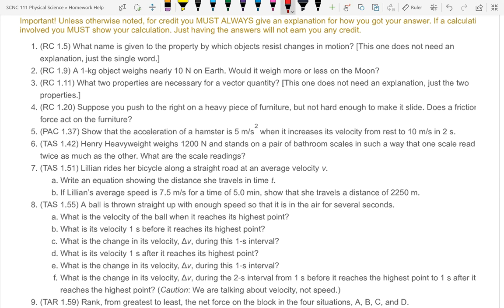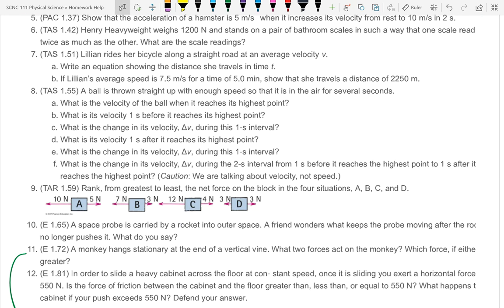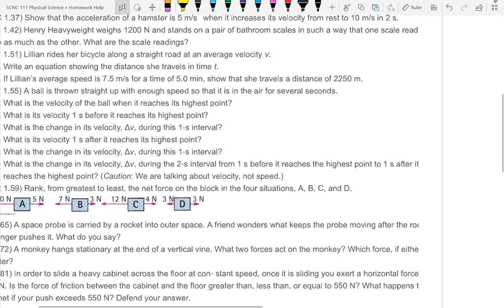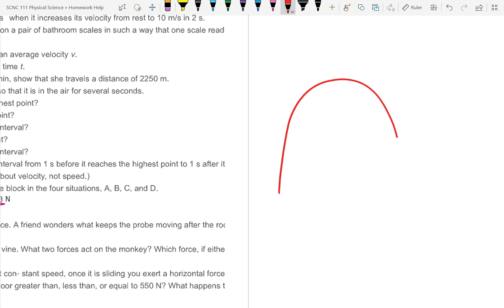Now when you look at these, the RC is telling you which type of question it is. I don't remember what all of the prefixes stand for, but I put those in so you know which types of questions they are. Number 8: a ball is thrown straight up with enough speed so that it is in the air for several seconds. What's the velocity of the ball when it reaches its highest point? So the ball goes up, comes back down, and it asks us what's the velocity right there.